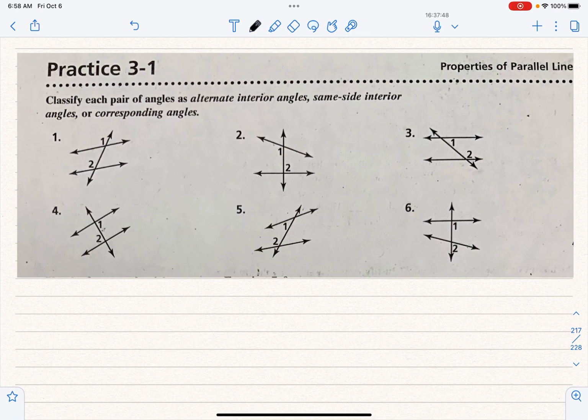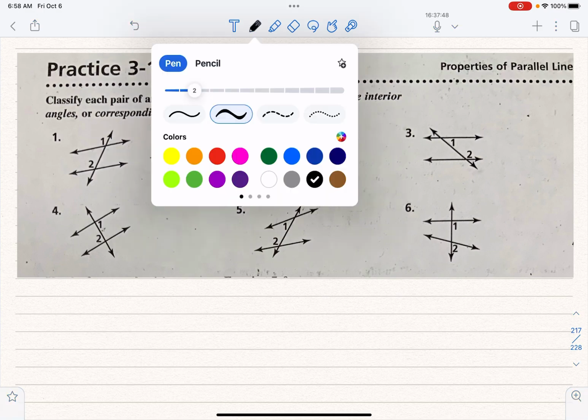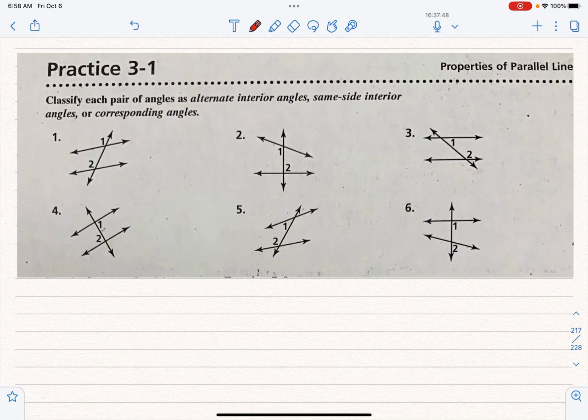Okay, so in the first 6, all we had to do was identify what kind of angles they are. That's it. We didn't have to find any measures or anything like that. So we really just have to look at every picture and just go, what's going on in that situation?